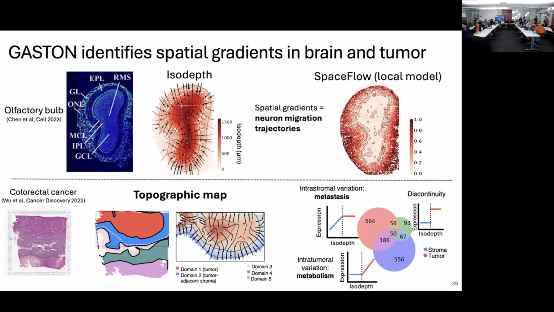This is a tumor. Here, this neural network learns a 1D coordinate that again varies from the outside to the inside. And using this coordinate, you can look at patterns across different genes that tell you about things like metastasis or metabolism.